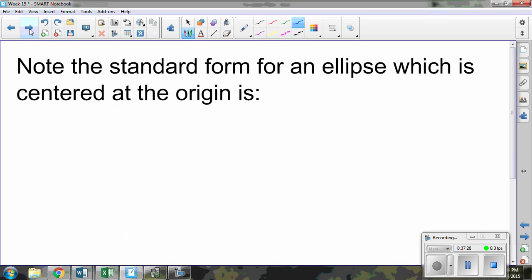Thus, we get the standard form for an ellipse, x squared over a squared plus y squared over b squared, and it's going to equal 1. So, for this particular instance, A is a measurement of how much you have for a horizontal stretch. B is a measurement for how much of a vertical stretch you get. Both of those are centered at the origin.